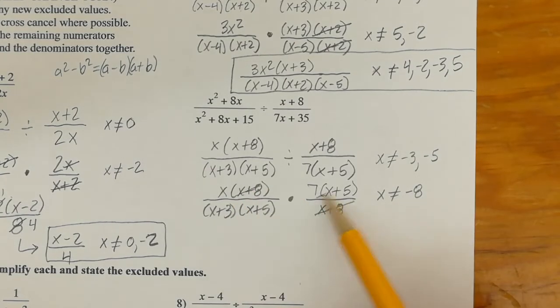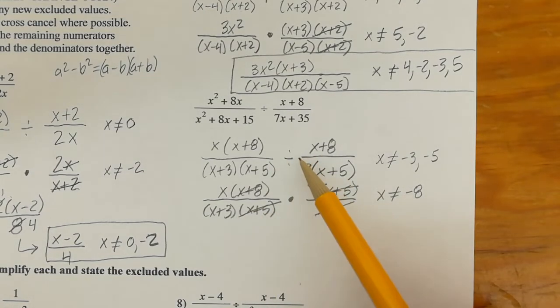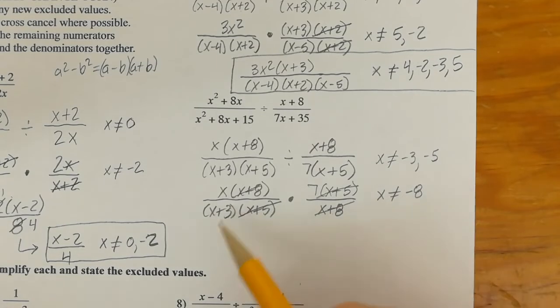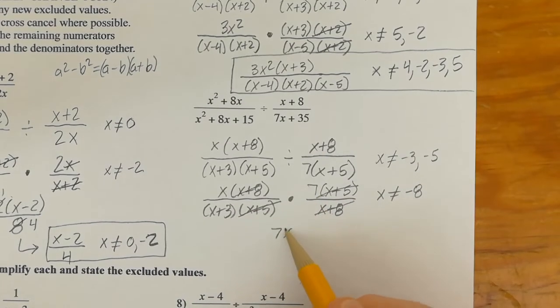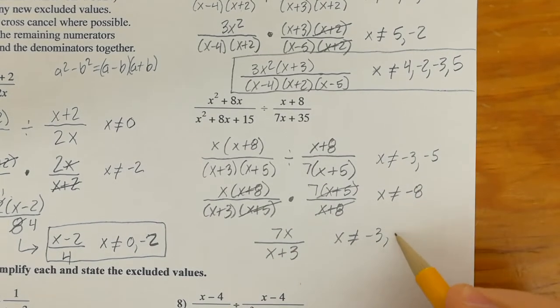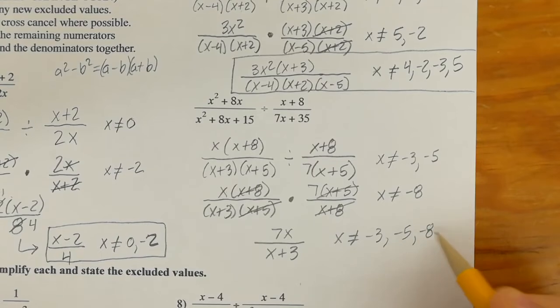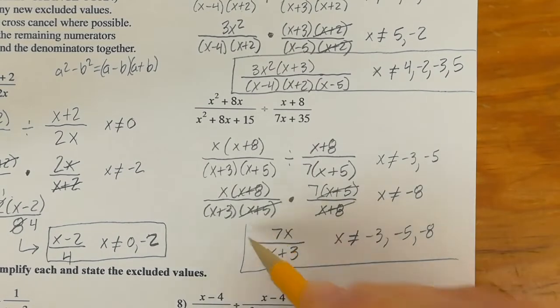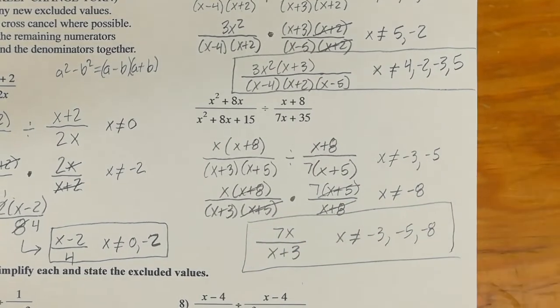Boom, boom, boom, boom. You can cross cancel at this point, right? You can't cross cancel here, but you can here. All right, I think that's all we can do. We can't cancel that x and that x because this x is involved in addition. So we'll have 7x over x plus 3, and then we just list out all of our excluded values. So -3, -5, -8. X cannot equal those. All right, you guys go ahead and do numbers 7 and 8.